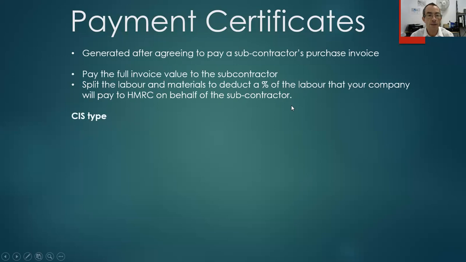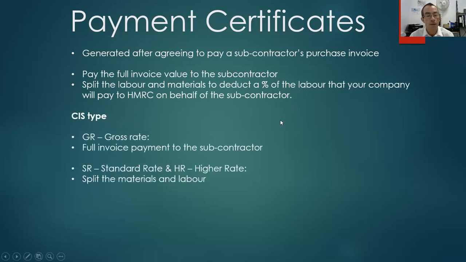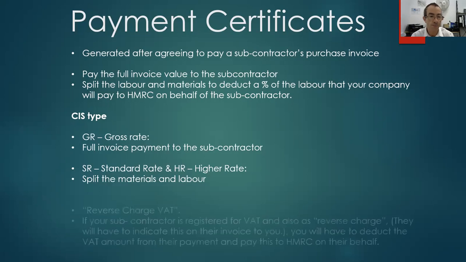And this is governed by the CIS type of the subcontractor. So the two types are a gross rate where you pay the full invoice payment to the subcontractor, or the other where the CIS is either SR standard rate or HR higher rate. And this is where you have to split the materials and labour in order to calculate a percentage of CIS tax from the labour to pay to HMRC.